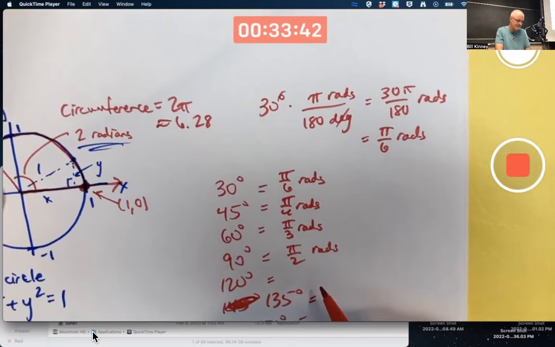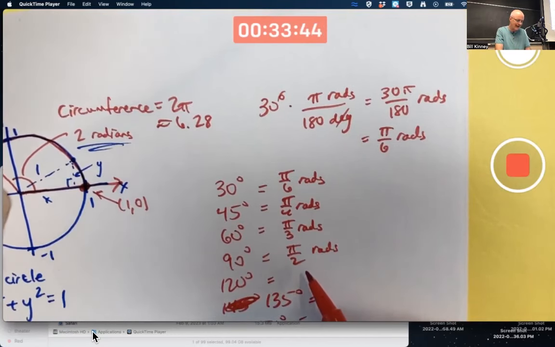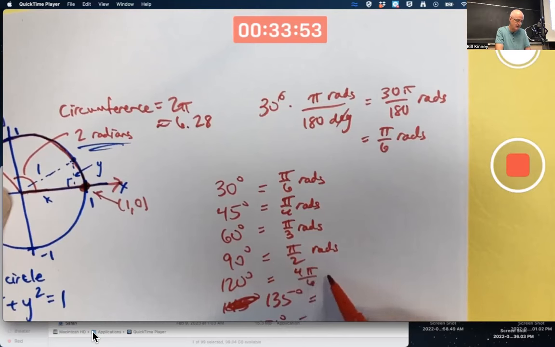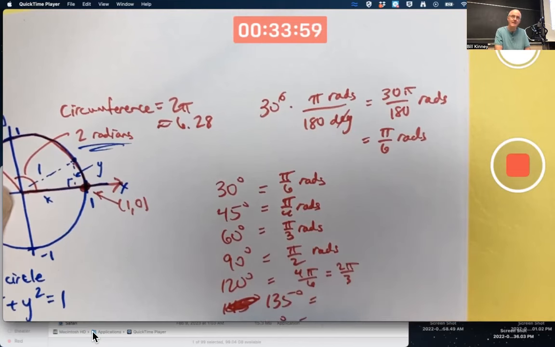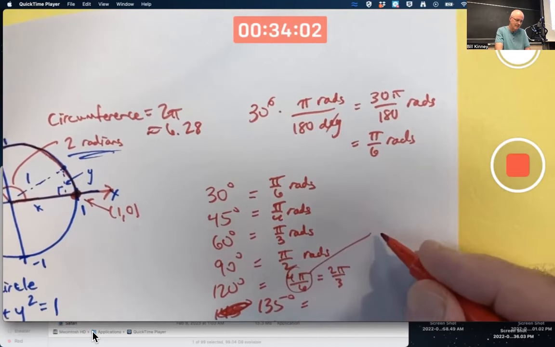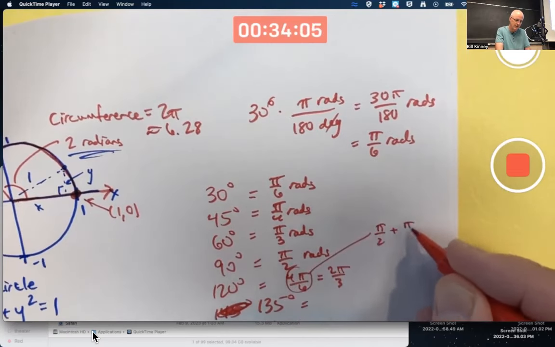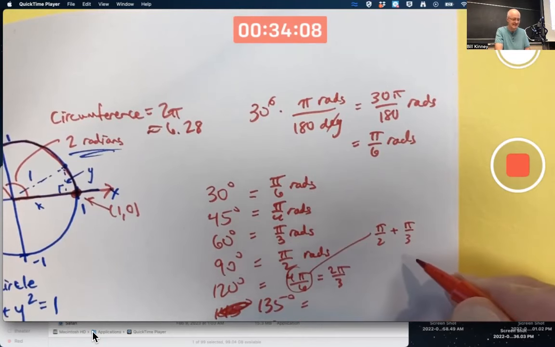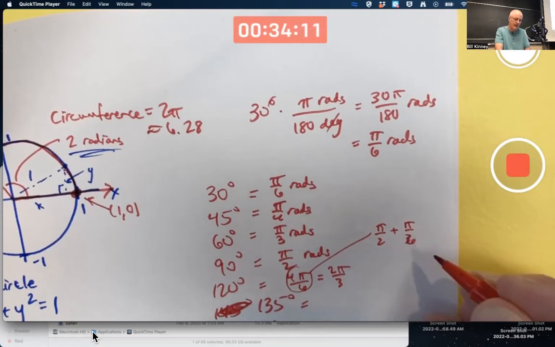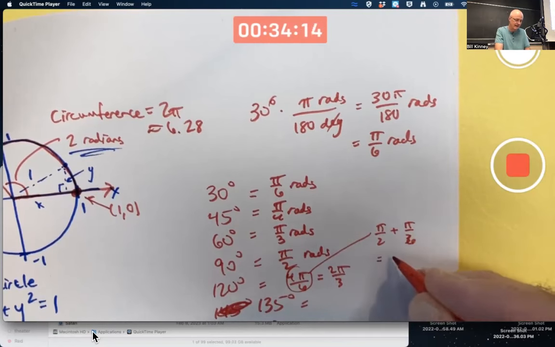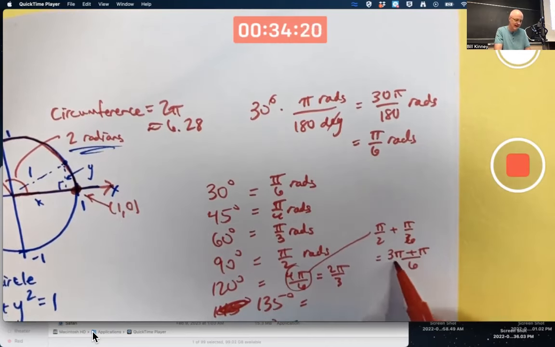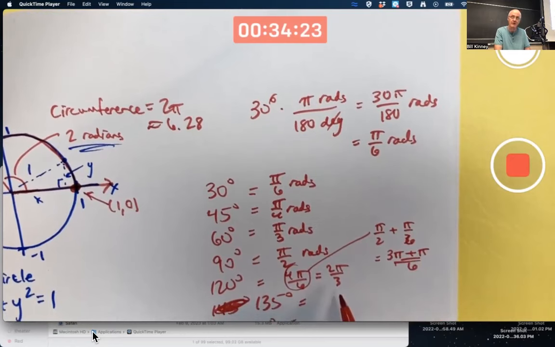120 degrees: take pi over 2 and add another pi over 6 to it. Yes, this is pi over 2 plus, oops, I meant pi over 6, sorry. 90 degrees plus 30 degrees. Getting a common denominator of 6 gives 4 pi over 6, which simplifies to 2 pi over 3.